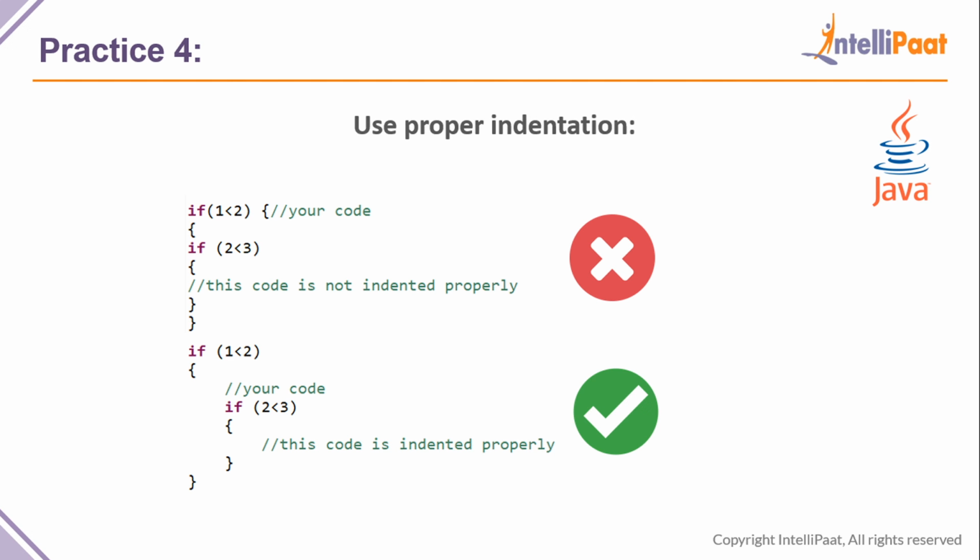Practice number 4, using proper indentation. Indentation means tabbing your program, spacing your program with a line alignment according to a statement, so you know where your block begins and where your block ends. It makes your code look cleaner and easier to debug or understand by any other person, and even by yourself. So it's also a good coding practice to use proper indentation.